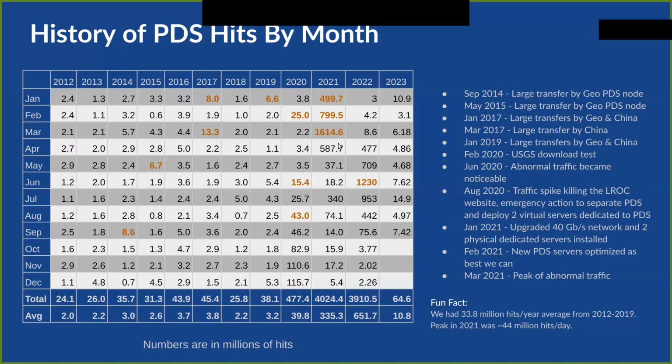After that time, we've never quite returned to normal. In fact, last year we had another peak at 1.2 billion hits in a month. Although this year we've been pretty steady, close to 5 million hits a month, most months. Kind of a fun fact, in the years from 2012 to 2019, we averaged 33.8 million hits per year. And at that peak in 2021, we hit 44 million hits per day. And so we were doing a third more traffic every day than we were doing per year before this peak happened.